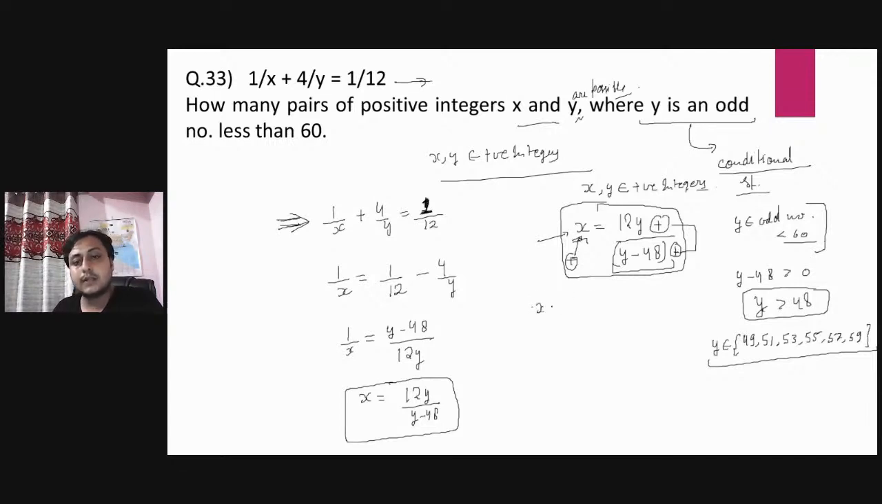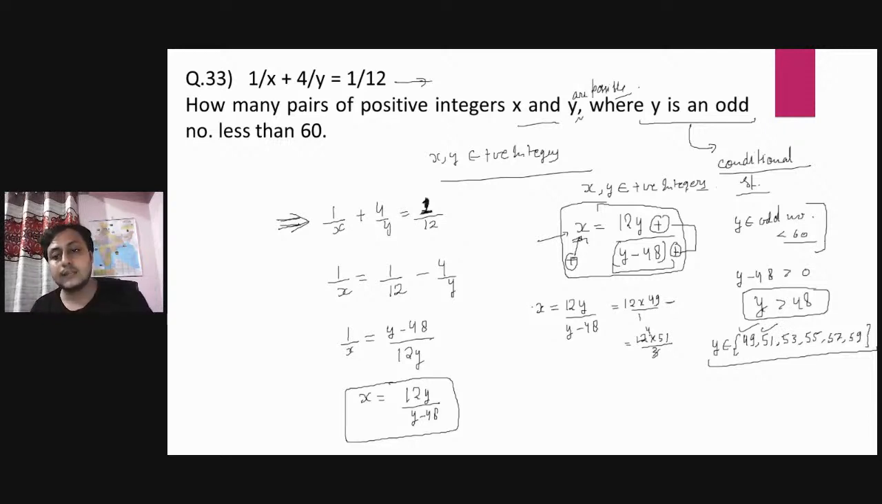So what to do next? The equation is x equals 12y upon y minus 48, right? So guys, when you take y equals 49, what will we get? 12 into 49 upon 49 minus 48, which is 1. So x is 12 into 49, that is a positive integer. So we'll consider 49, because at 49 we get an integer x. When you take y as 51, 12 into 51 upon 51 minus 48 is 3. 3, 4, 12, 4 into 51, x is an integer. We'll consider this value, right?